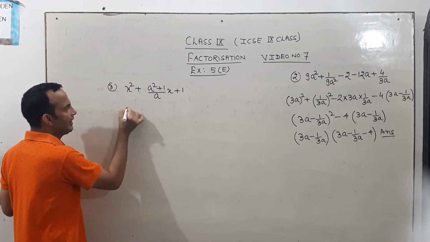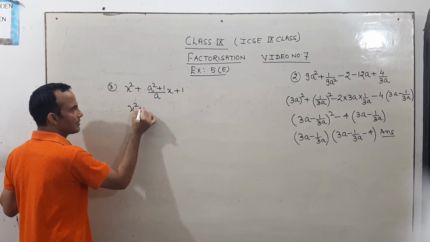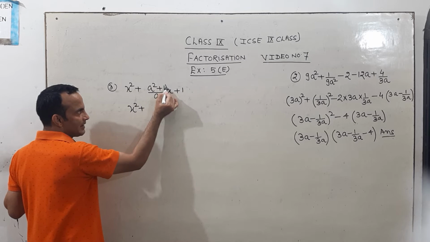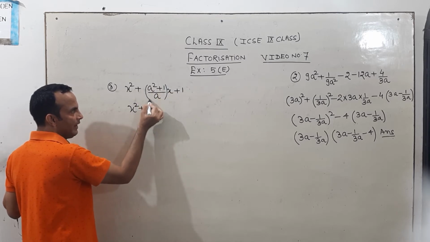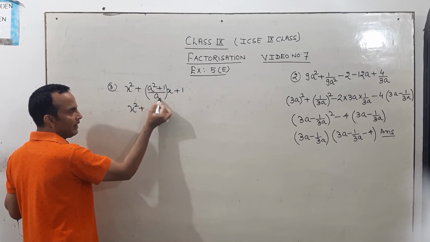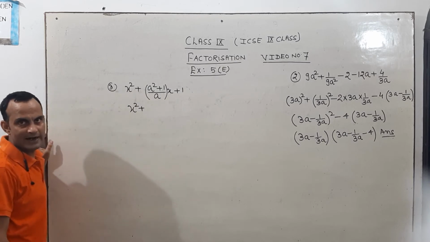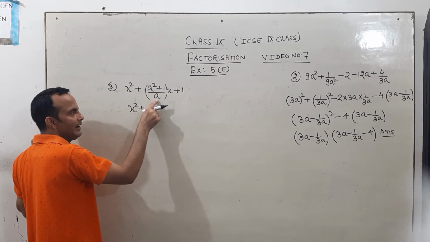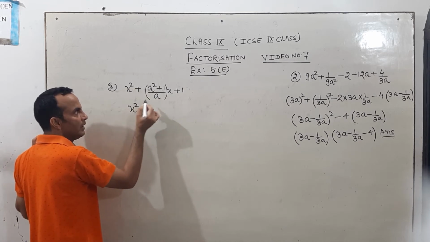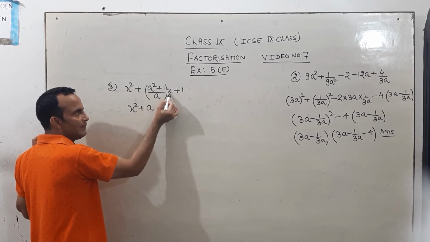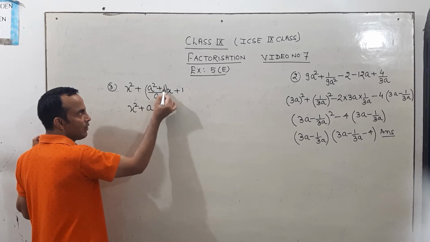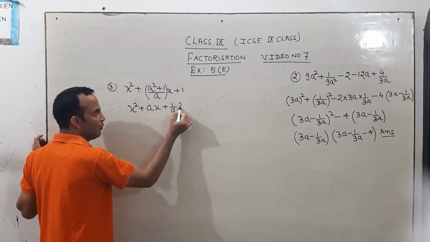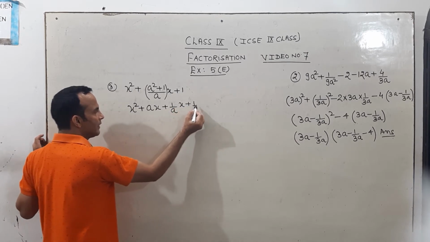My dear student, we can write it as x square plus a square. This expression can be written as a square plus 1 upon a multiplied with x. Now see, a square when divided by a, we obtain what? A, and a is multiplied with x, so ax. Now 1 upon a into x plus 1.